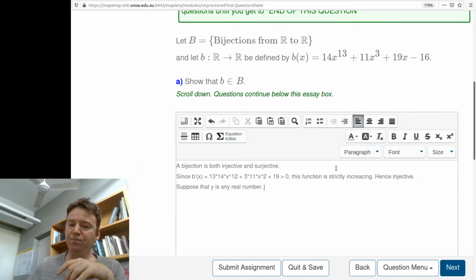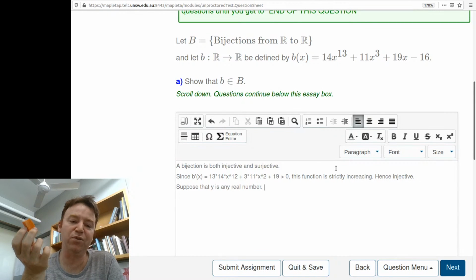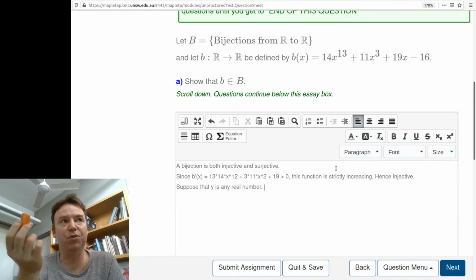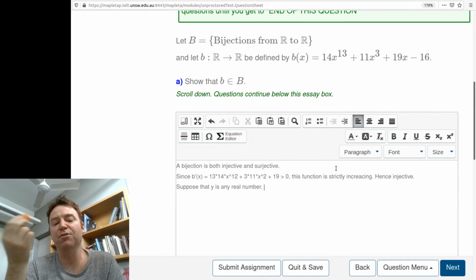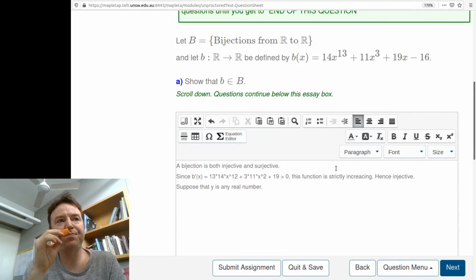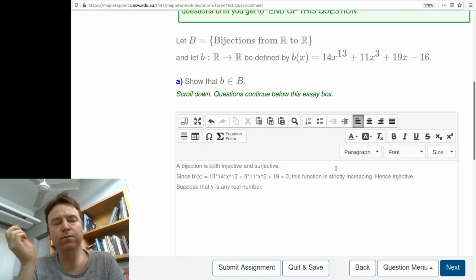I don't really want to find what the inverse of y is. The question doesn't require that you find what the inverse is. You don't actually have to find an inverse. You just need to show that some inverse exists. For that, I kind of want to use the intermediate value theorem.